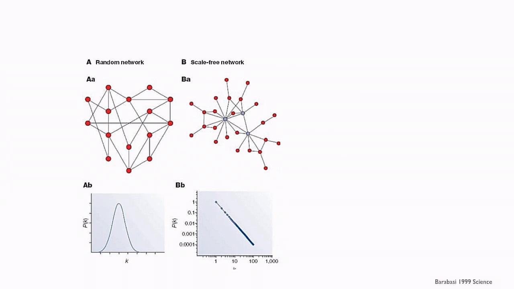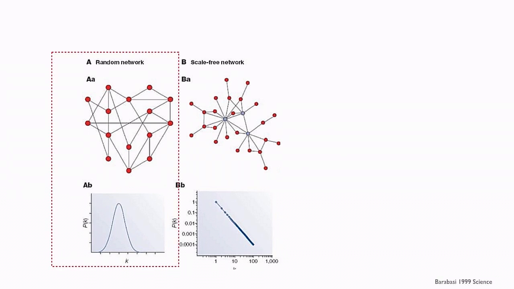What he noticed is that if you pick a random network, and a random network is a network in which every one of the nodes has an equal level of degree, so the level of connectivity of a certain node in the network is randomly placed, then the degree distribution, meaning that if you make a histogram of the degree of every one of the nodes, would have a bell-shaped curve form.